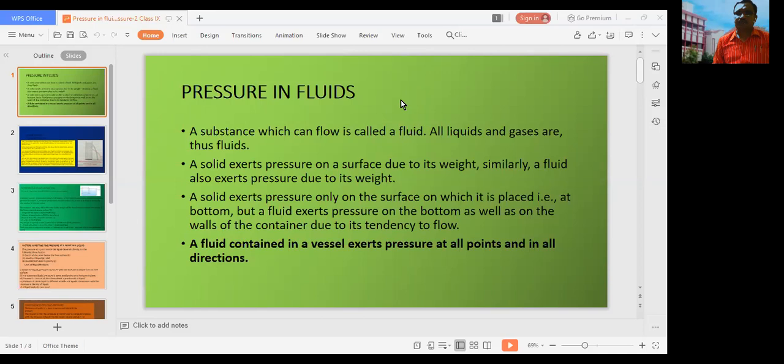A solid exerts pressure only on the surface on which it is placed, at the bottom, but a fluid exerts pressure on the bottom as well as on the walls of the container due to the tendency to flow. A fluid contained in a vessel exerts pressure at all points and in all directions. Now let us see an experimental demonstration of this.